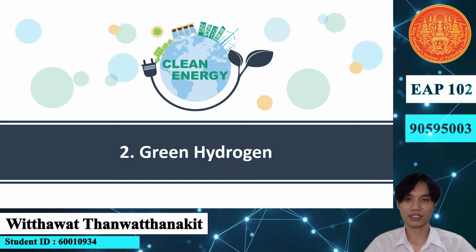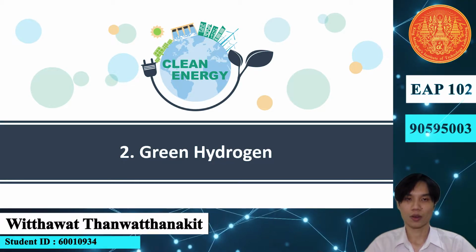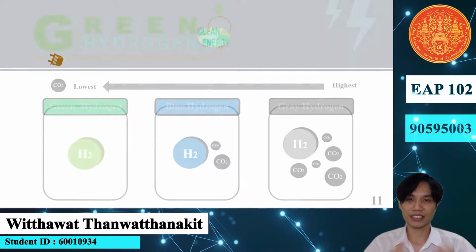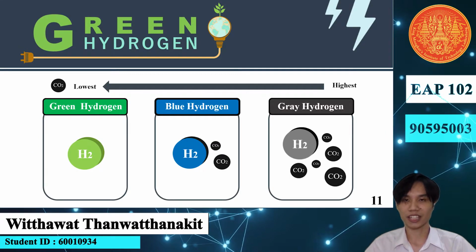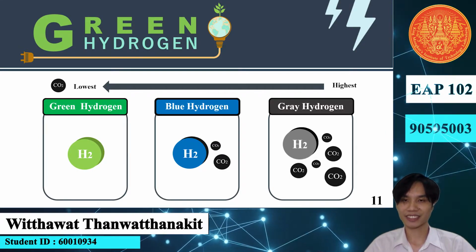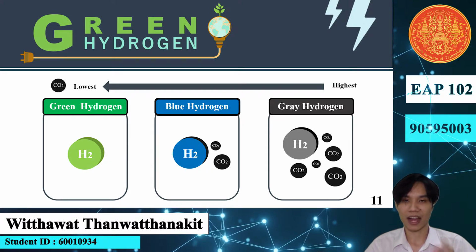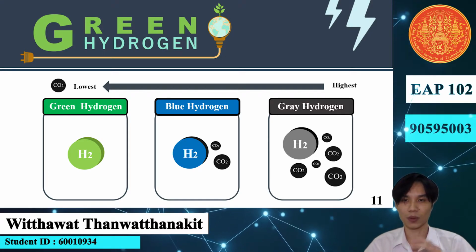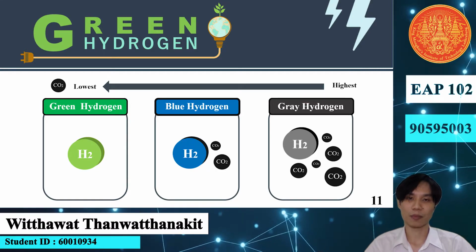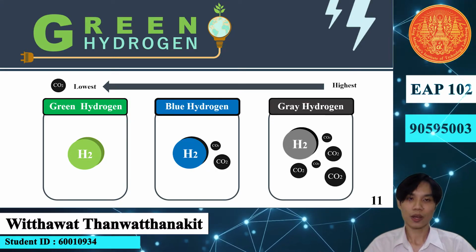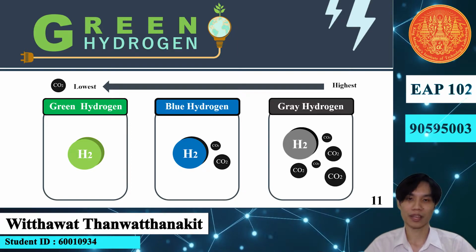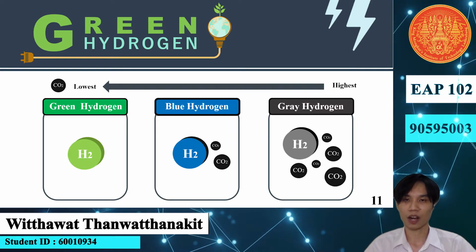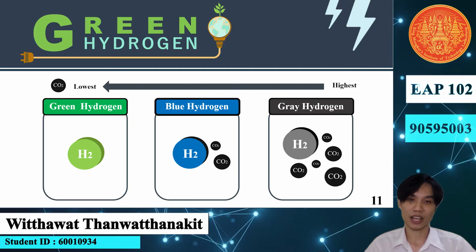Now, it's time for the second type of future energy, green hydrogen. I will introduce you to this energy. Hydrogen is the lightest element and the most abundant element on Earth, and it is divided into three types by color: gray, blue, and green. Gray hydrogen and blue hydrogen are impure hydrogen with carbon dioxide contamination causing global warming, but green hydrogen is hydrogen without carbon dioxide contamination. It is clean energy and doesn't affect the environment.